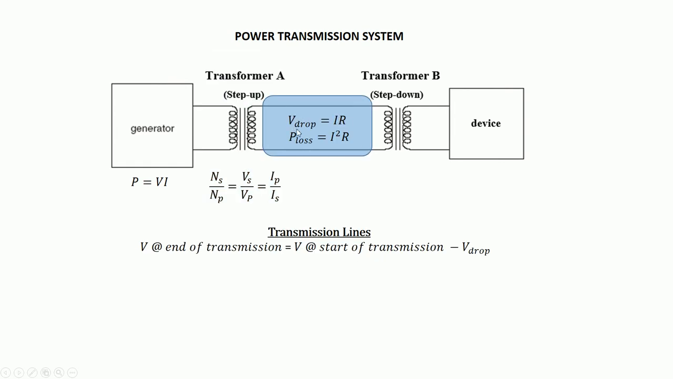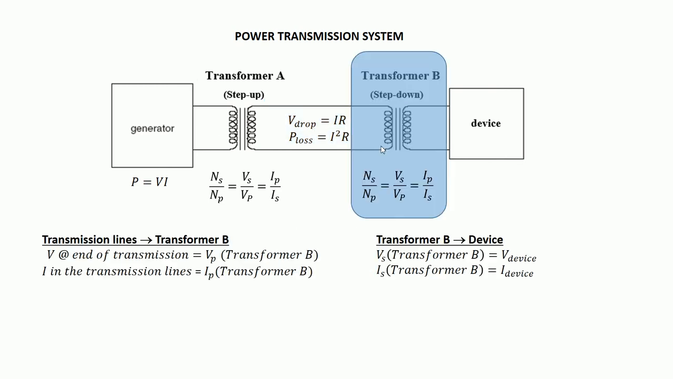The voltage drop in the transmission lines is equal to the current times the resistance of the lines, and the power loss, importantly, in the transmission lines is equal to I squared R. Note that the voltage at the end of this transmission line will be equal to what we had coming out of the secondary voltage of transformer A, the step-up transformer, minus the V drop, whatever I times R within the transmission lines is. And we'll look at this in an example shortly.